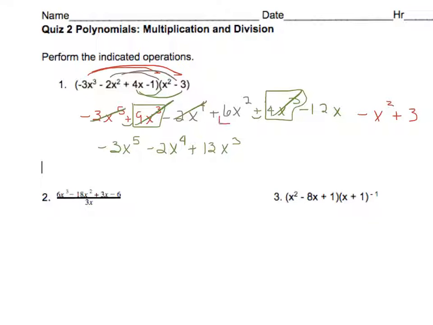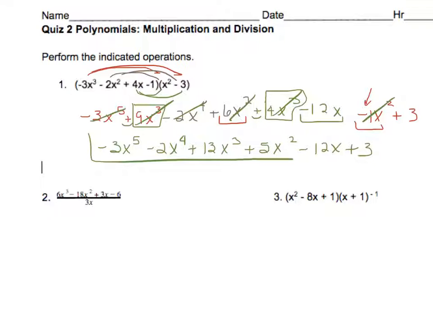I'm ready for x squared terms. Ooh, there's a 6x squared and a negative x squared. So that means minus 1x squared. So that gives me a total of 6 minus 1 x squared, which gives me a total of 5x squared. Then comes my x term. I only got one of those, minus 12x. And then finally a constant, plus 3. Okay, so there is my final answer. And that's all there is to it.